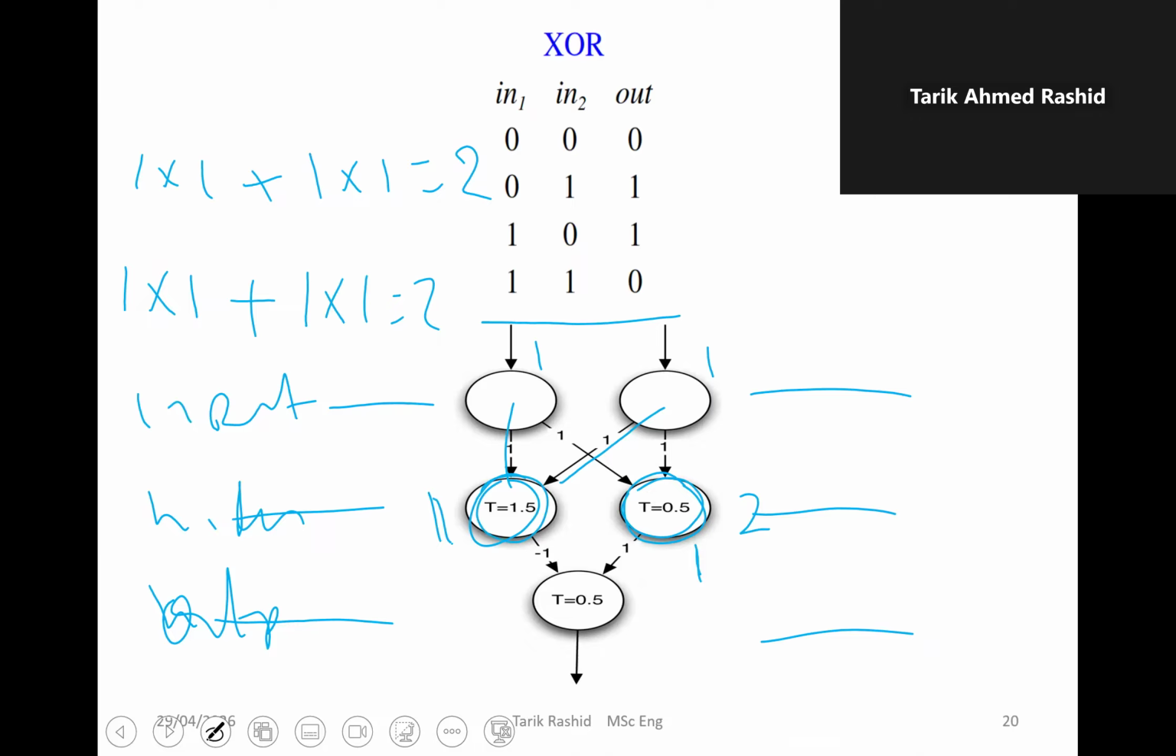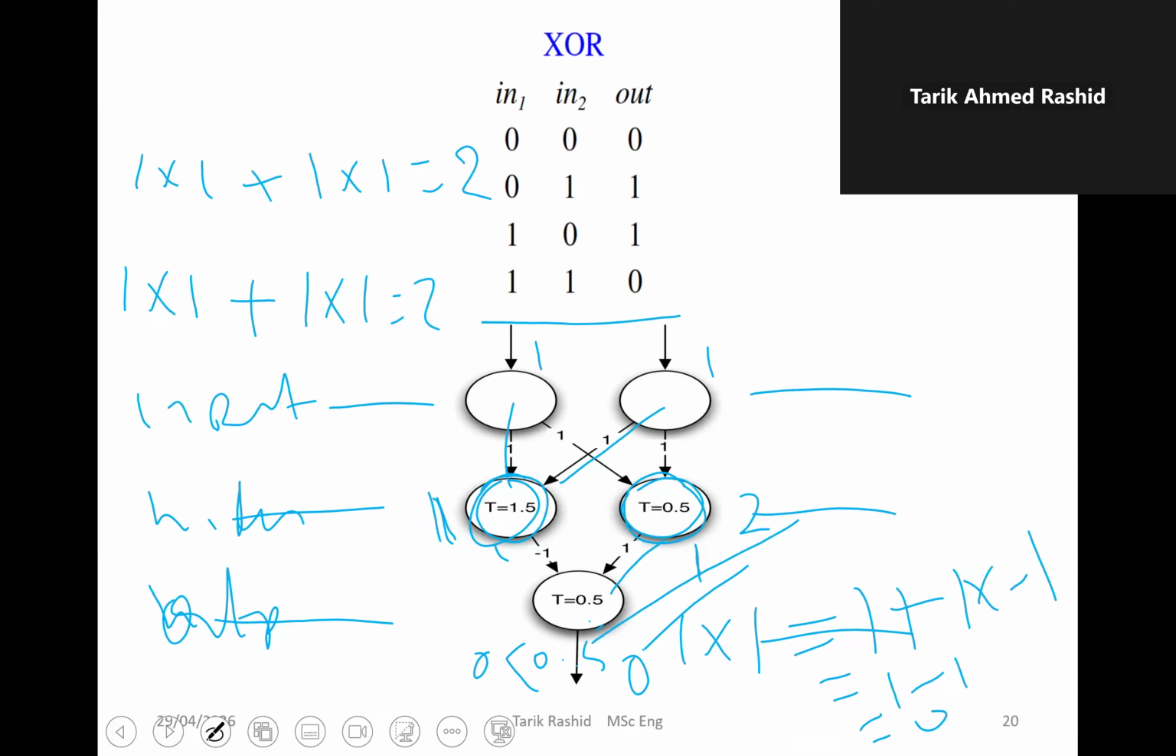So now 1 multiplied by 1 for this neuron is 1, plus 1 multiplied by minus 1, which is minus 1. So 1 minus 1 is 0. So is 0 greater than 0.5? No. Therefore, the result is 0. That is done.